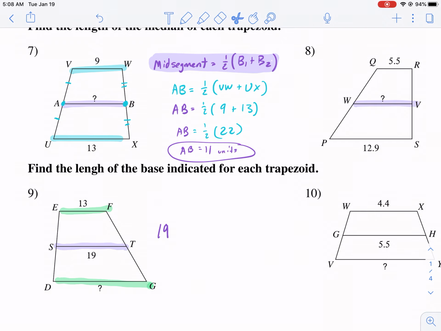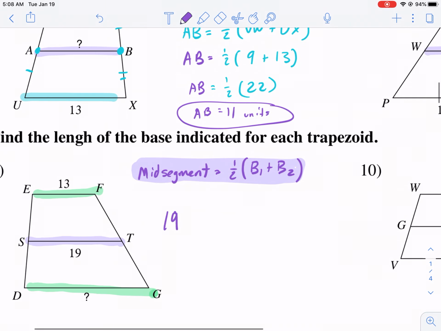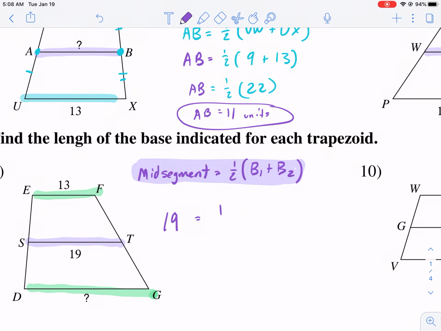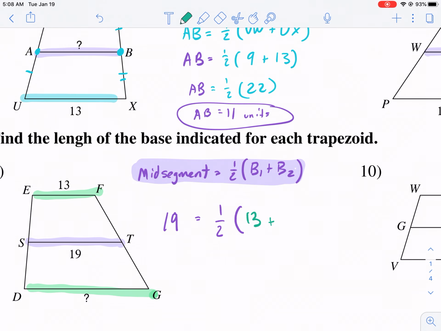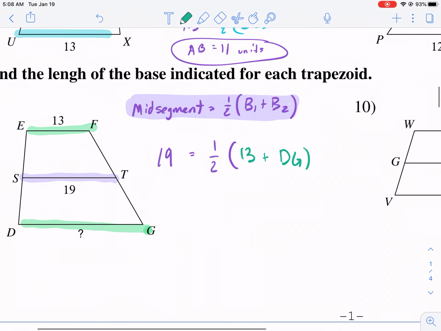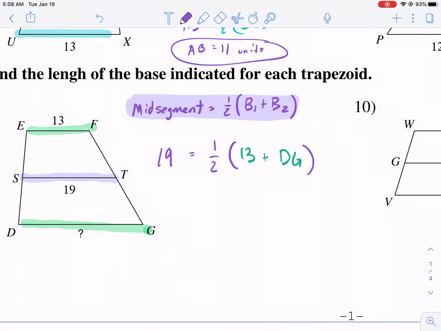erase this, paste. Okay, we're going to plug in what we know. We know the mid-segment is 19. We know it's equal to 1/2. The base 1, we know base 1 is 13, plus base 2. We don't know base 2. I'm going to call it DG because that's what it's called. All right, so now what we need to do is we need to solve for DG.